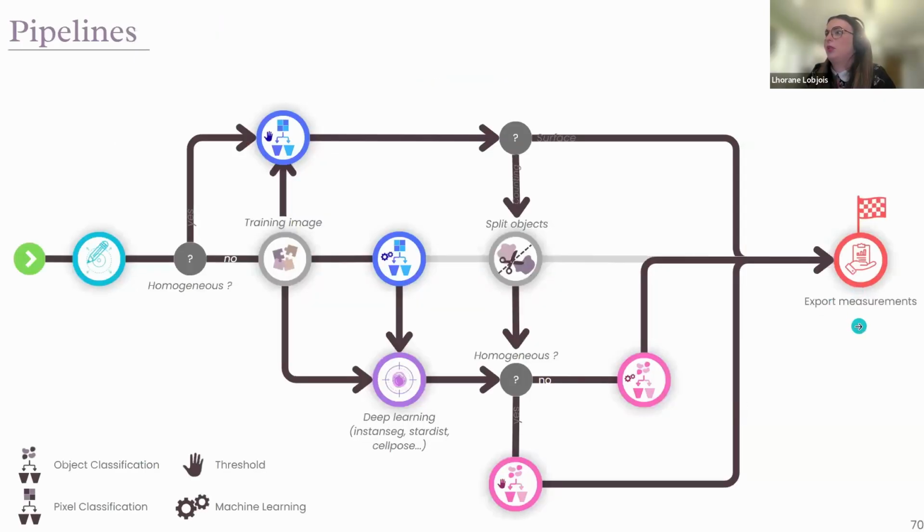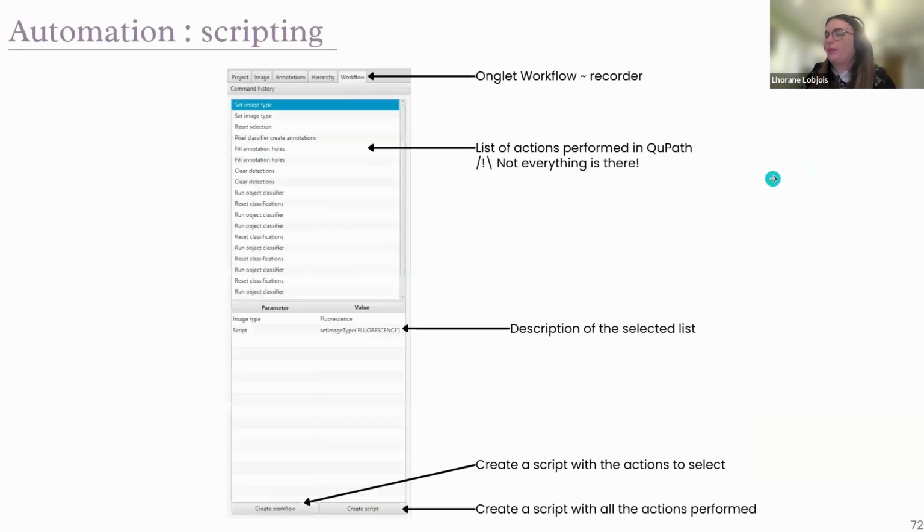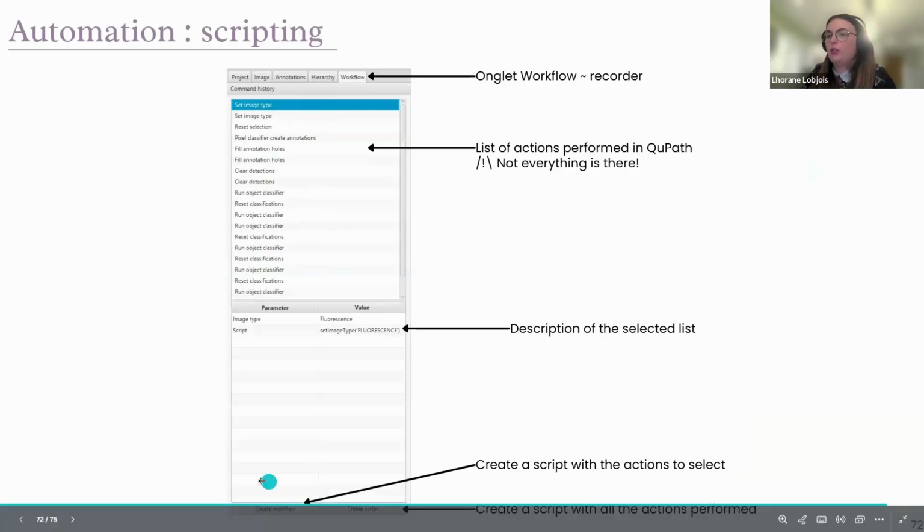And yeah, this is the big one I show you. The last thing I would like to add quickly, yes, I have 5 minutes again because we need questions maybe, is scripting and automation. After doing actions in QuPath, you have on the workflow tab the actions you performed, with the list of what you did. But not everything is there, so don't count on that all the time. You can create the workflow or a script depending on what you want.